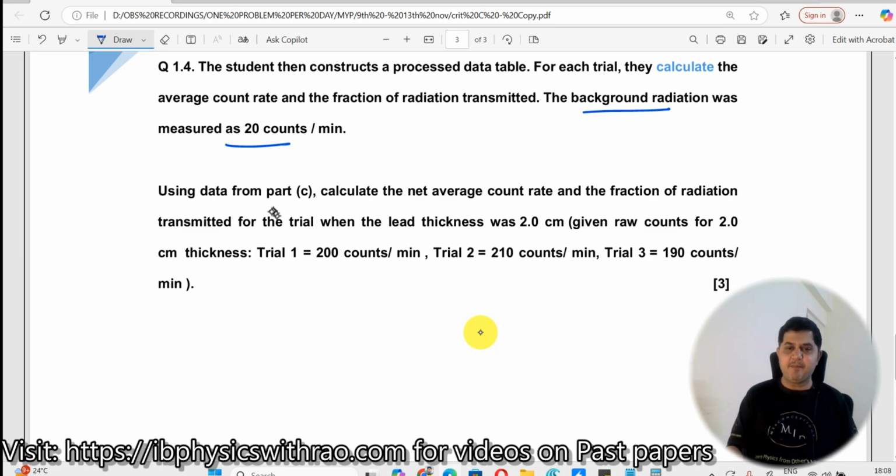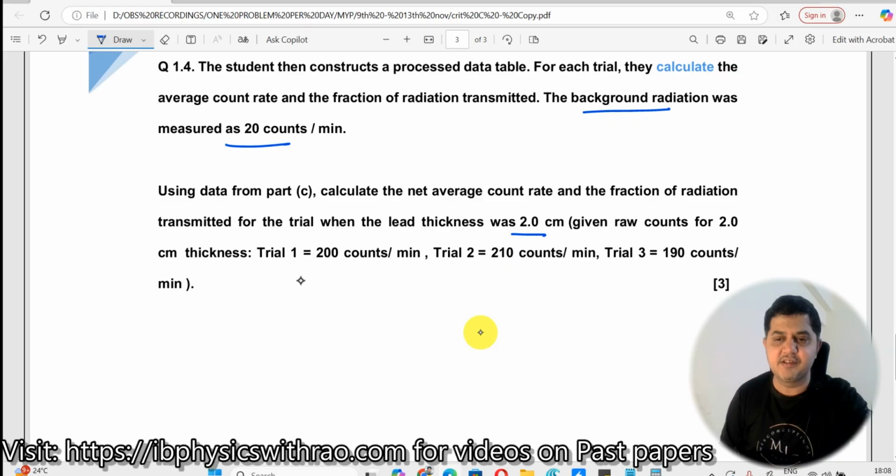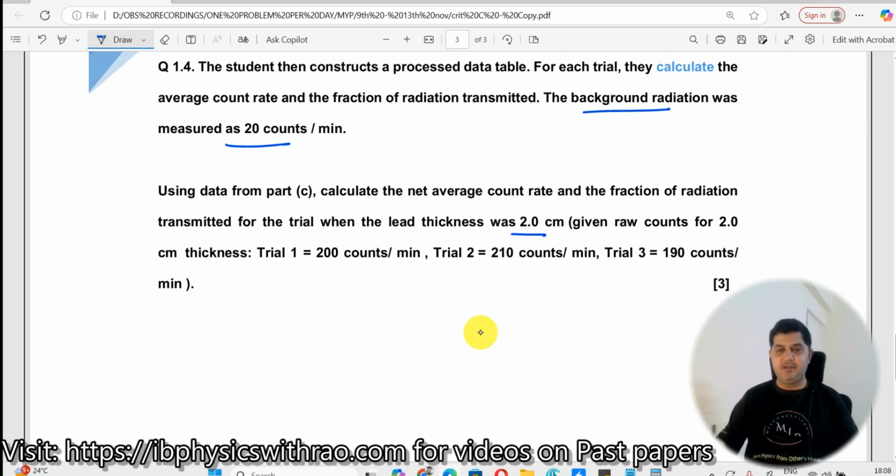So using data from part C, calculate the net average count rate and the fraction of radiation transmitted for the trial. The lead thickness was 2 cm. Given raw counts for 2 cm thickness, trial 1 is 200, trial 2 is 210, and trial 3 is 190 counts per minute. This is what has been asked. Now, what do we do here?